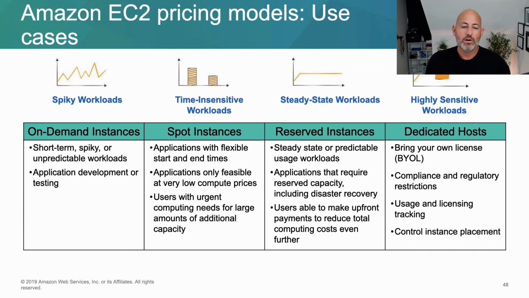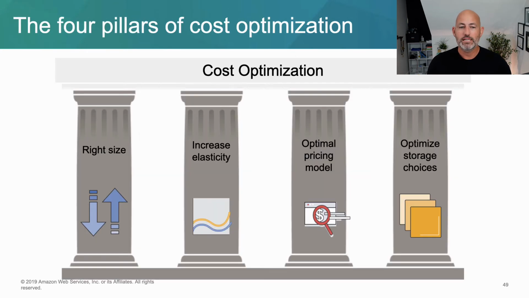So spiky workloads would be on-demand. Time-insensitive workloads would be spot instances, so you have flexible start and stop times, or users have urgent compute needs for large amounts of additional capacity. Steady state workloads would be reserved instances, and then highly sensitive could potentially be dedicated. So it is important to know those differentiations between the pricing.